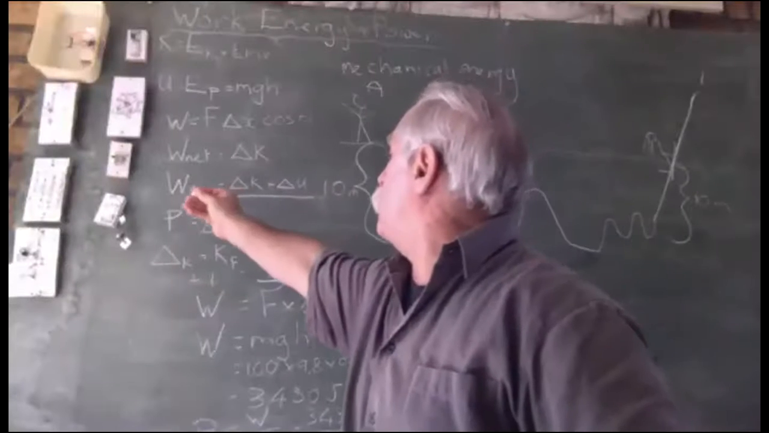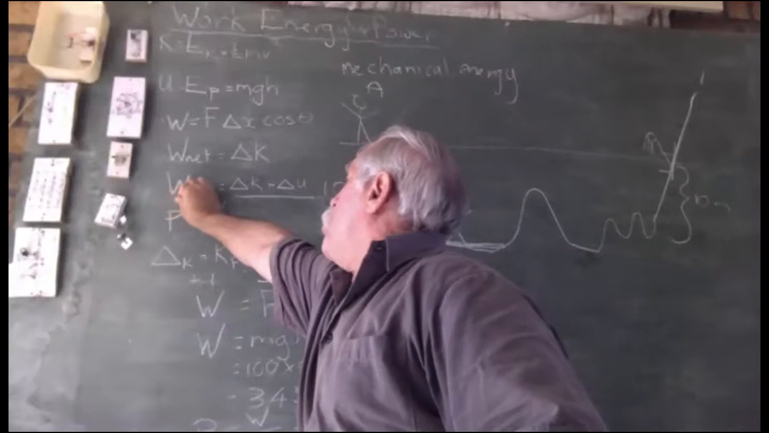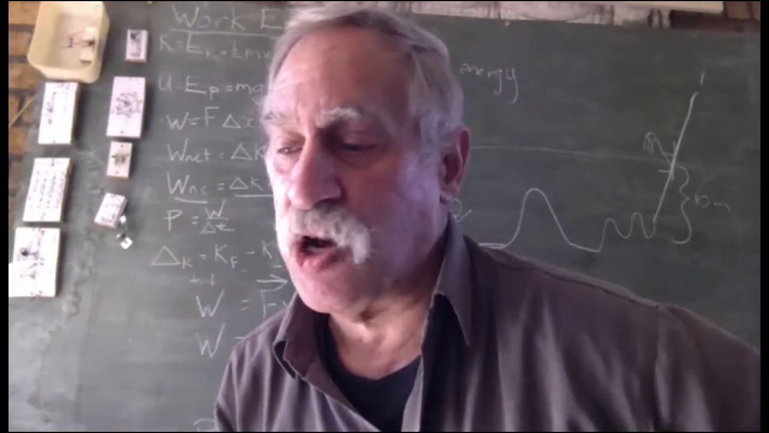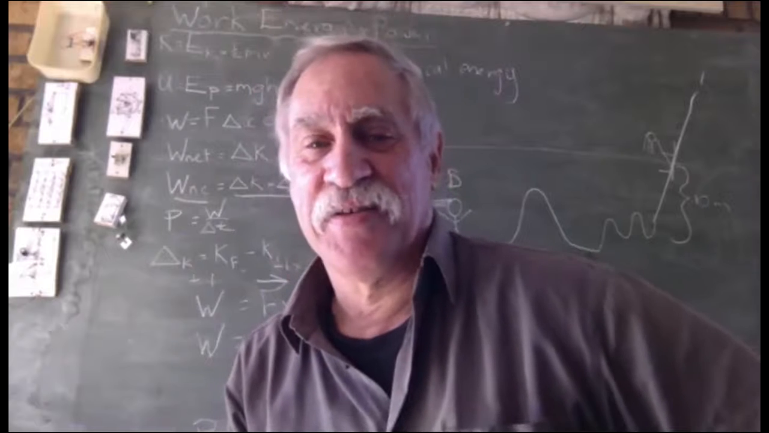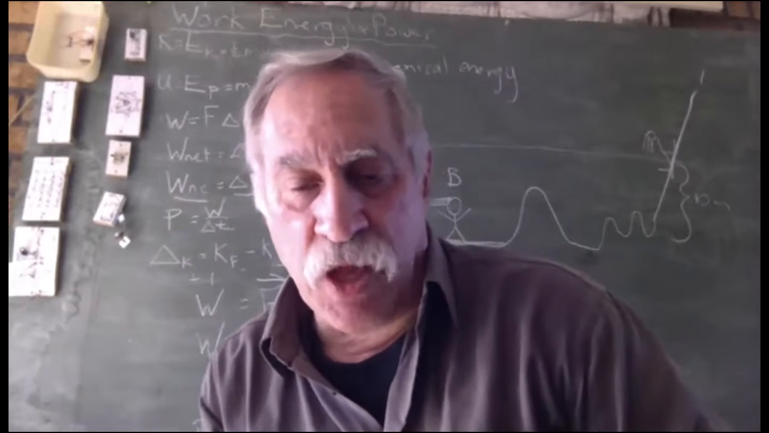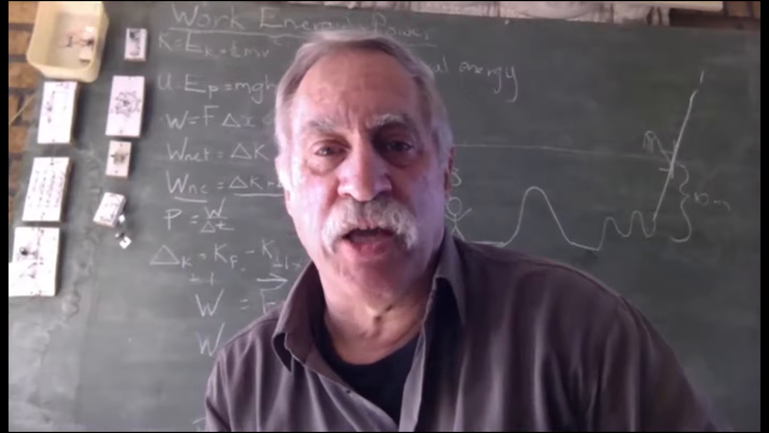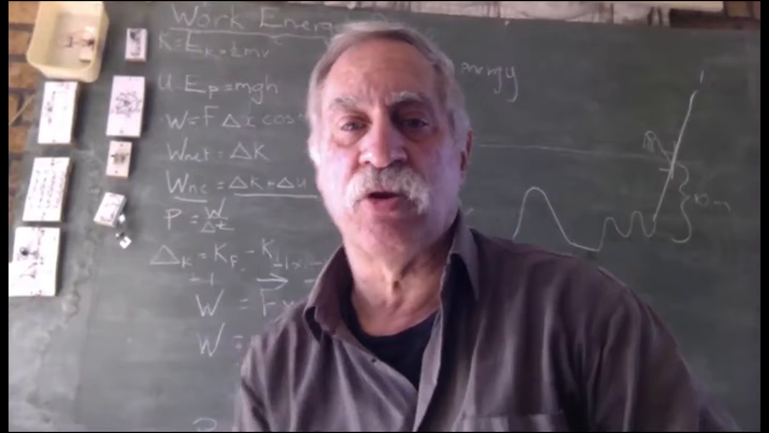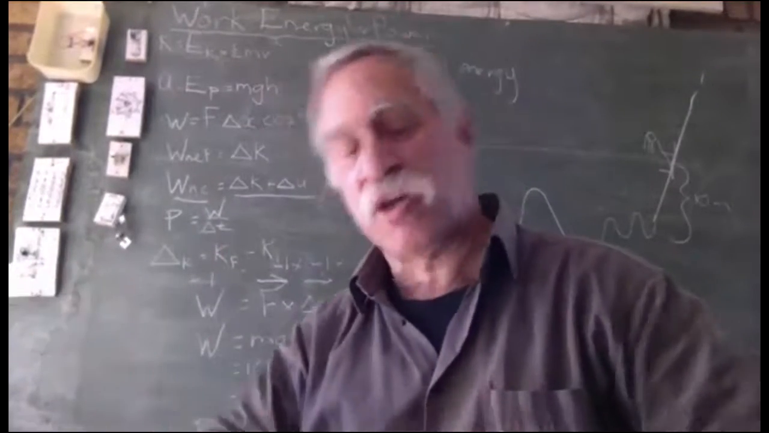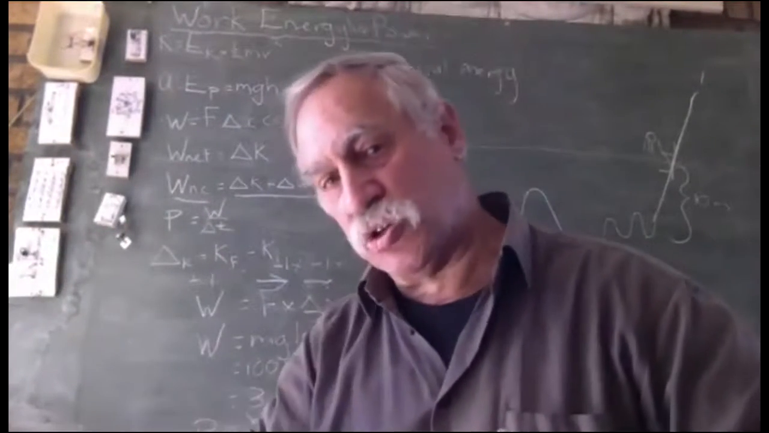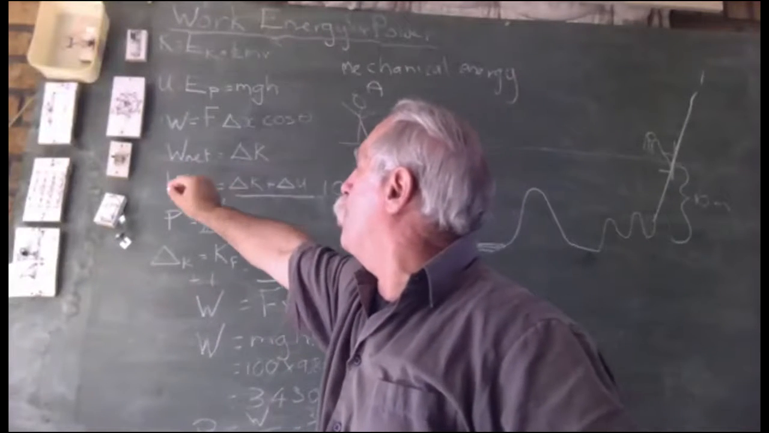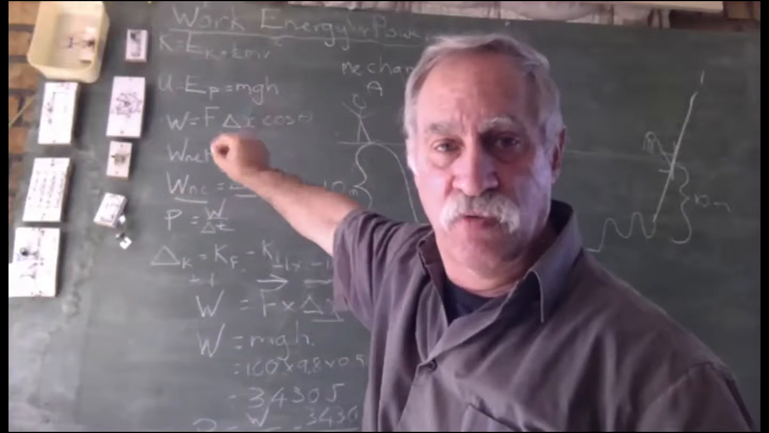Here we have a formula for work done by a non-conservative force. Okay, come on, guys. You've got to be awake here. You've got to make me look good. Whenever I talk about WNC, I always mean friction. Remember that. You're only dealing with mechanical energy and friction. Mechanical energy is conserved. Friction is not conserved. So when I say WNC, I mean work done by a non-conservative force, meaning friction.